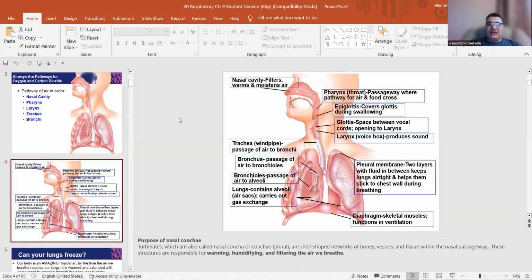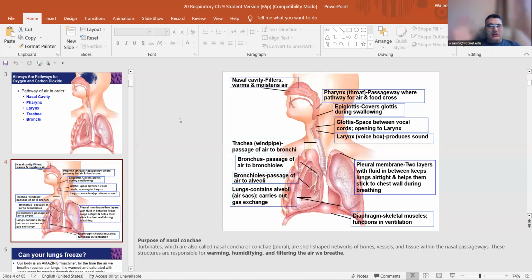So this is something that's very important to remember, because we can ask you in different ways. We can ask you about it in a picture like this. What is this? This is the nose. Or which one of those filters, warms, and moistens the air? It's the nasal cavity.